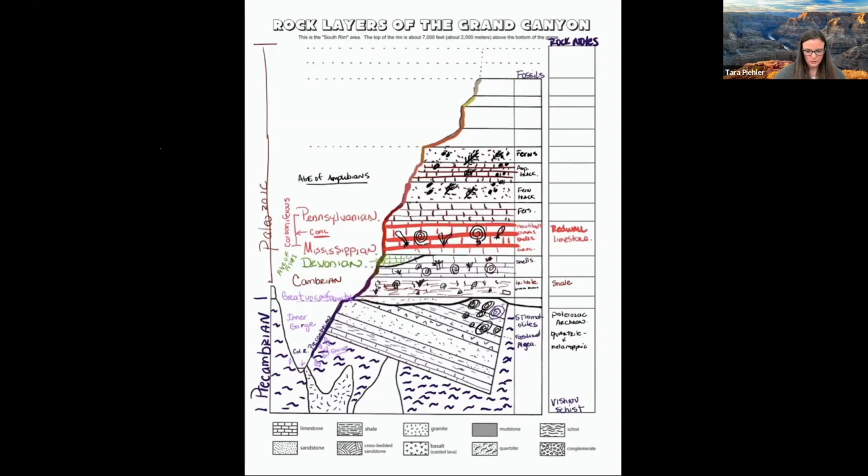Okay, and these layers are actually very, very important as far as notes. From here to here is going to be the Supai Group.